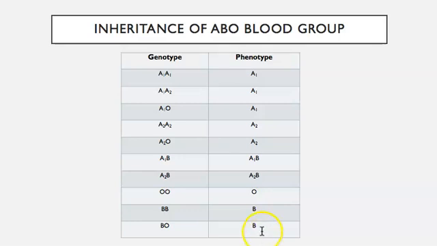This includes subgroups, which is why you see the A1 and the A2, which we'll get into at the end of this lecture. Here are all the different genotypes that can be inherited within the ABO blood group system, and how each of those genotypes would present as the phenotype.